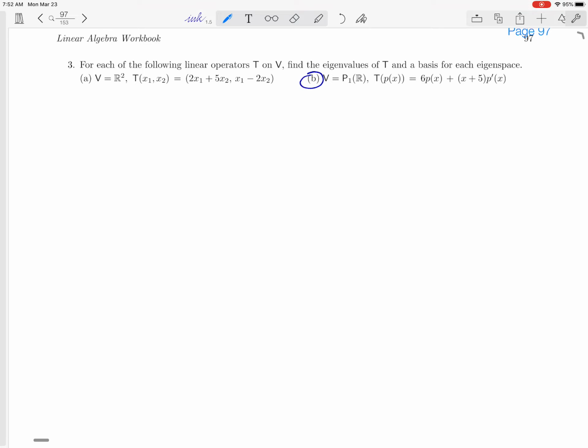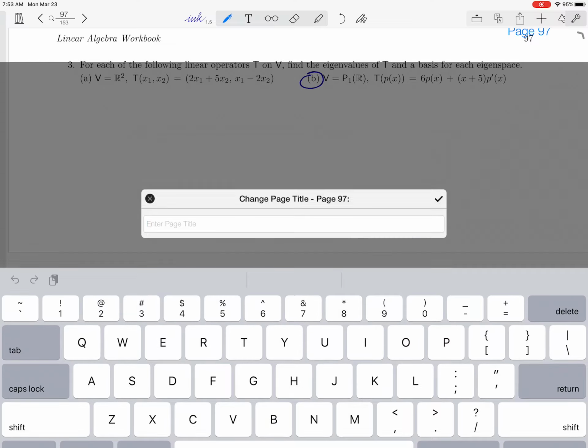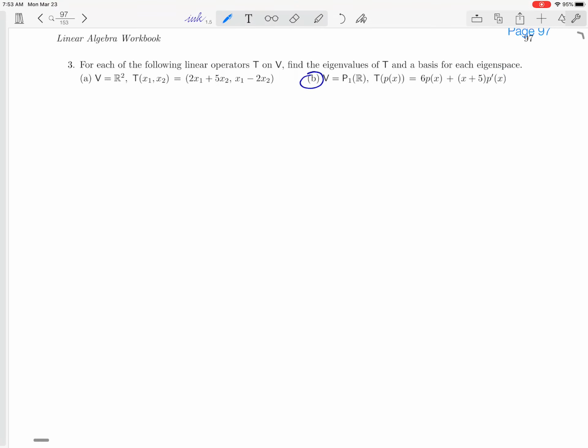Okay. So, same question that we've answered a couple of times. They're giving us a linear operator and they'd like the eigenvalues and a basis for each eigenspace. What's a little unusual about this one is that it's not so obvious to figure out what the matrix of our linear operator is in this case, because our vector space actually contains polynomials here. We're not going from Rn to Rn, so what do we do in a situation like this?